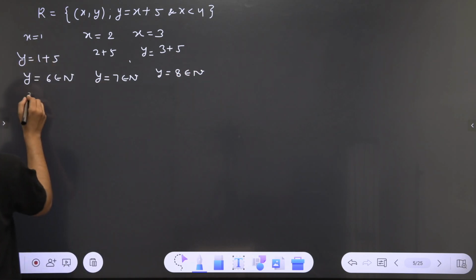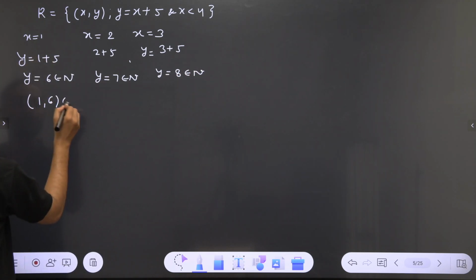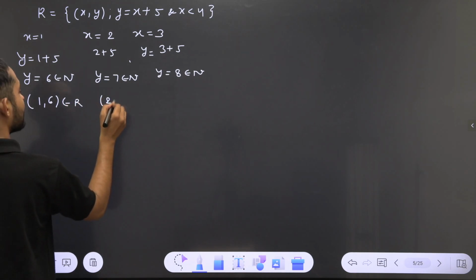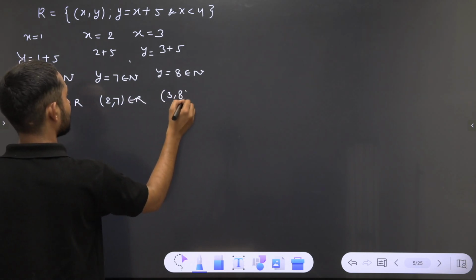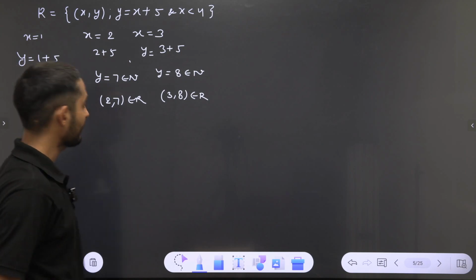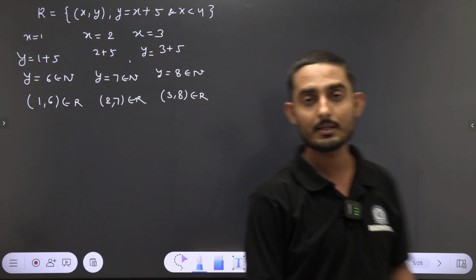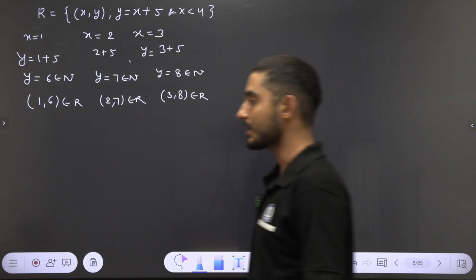The first one is (1, 6) belonging to the relation. (2, 7) belongs to the relation. And (3, 8) belongs to the relation. So from here, what can we say? We can say that there are 3 elements. Now we have to check whether this relation is reflexive, symmetric or transitive.